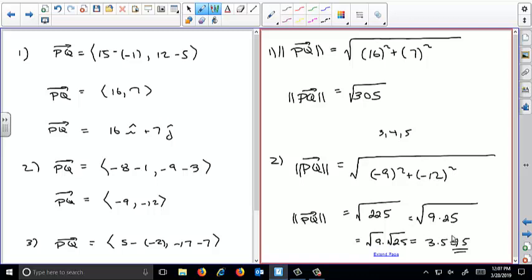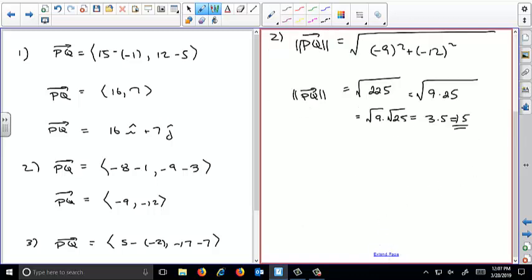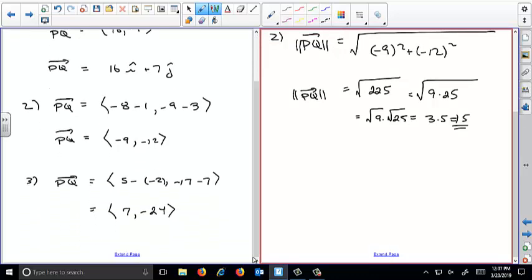So that's why it ends up being 3 times 5. Okay. And then the last one, number 3 here, we have the magnitude of PQ is equal to the square root of 7 squared plus negative 24 squared.